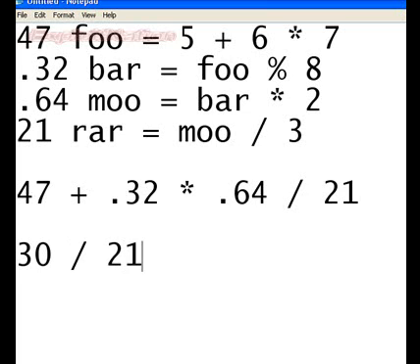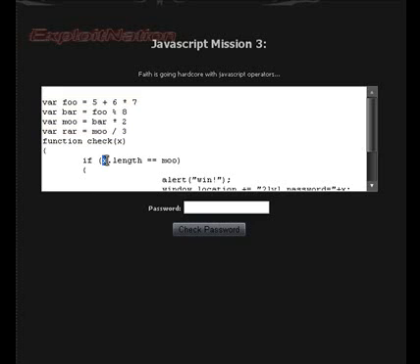Thirty divided by 21, we get 1.48. That should be our final answer. 1.48 is our length, so let's enter in a character.